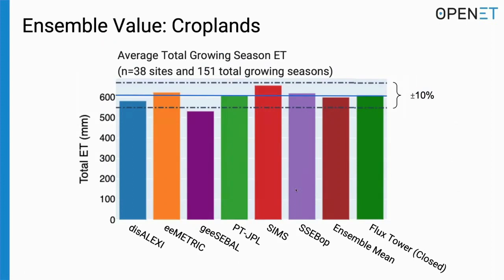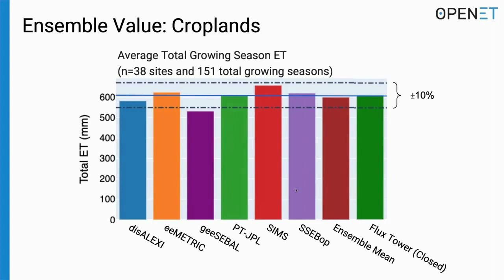Well, one other thing to mention is that when we looked at the average total growing season ET across all sites, so 38 sites where we had at least one full growing season, with a total of 151 growing seasons. When we looked at the average total ET from each of the models and compared it to the average ET across all of those flux towers, we saw that all but one of the models was within plus or minus 10% of the flux tower ET. All of them were within plus or minus 15%. A number of the models were within plus or minus 5%.